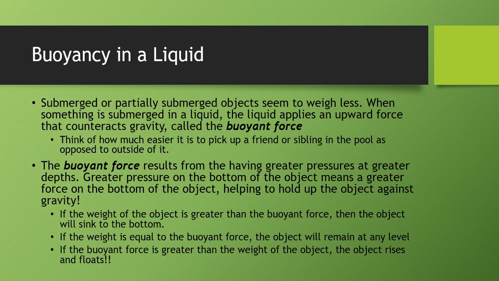If the weight of an object is greater than the buoyant force on that object, then that object will sink down to the bottom of whatever the liquid is. If the weight is equal to the buoyant force, it'll remain at whatever level you leave it at. And if the buoyant force is greater than the weight of the object, it rises and it floats. And so this is why things like beach balls and inflatable things and pool noodles will float in the water, but people won't.